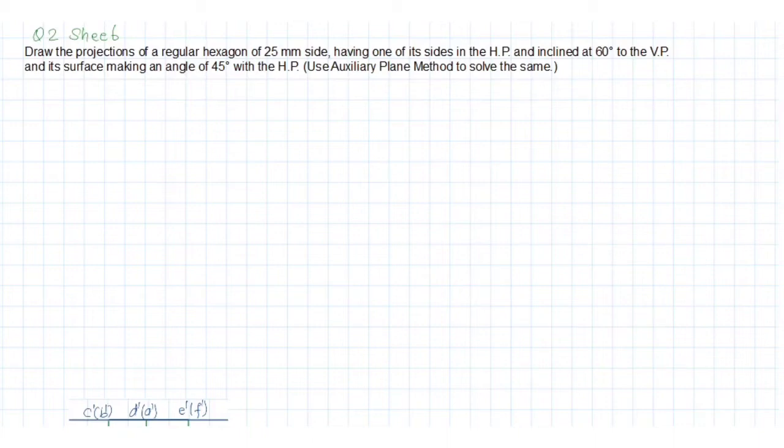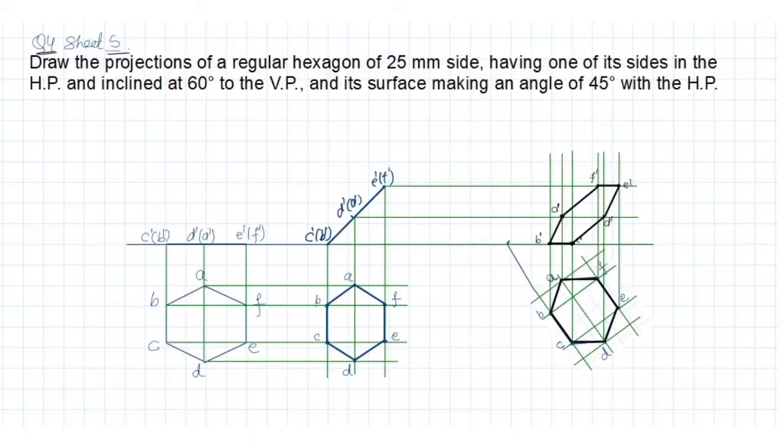25 mm side, having one of its sides in the HP and inclined at 60 degrees to the VP, and its surface making an angle of 45 degrees with the HP. Now this question we had earlier solved in our sheet number 5 with question number 4. So this is the solution of that question. The same question we now have to solve with the help of the auxiliary plane method.